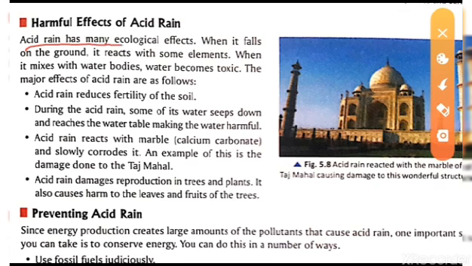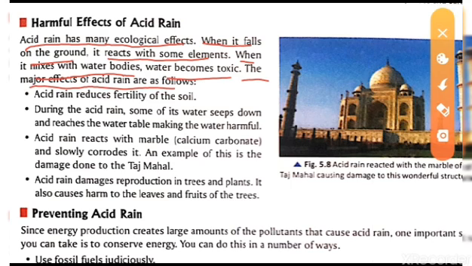Acid rain has many ecological effects. When it falls on the ground, it reacts with some elements. When it mixes with water bodies, the water becomes toxic. That means if the water contains that acid, it becomes toxic. The major effects of acid rain are as follows. Now what are the points? So let's see.